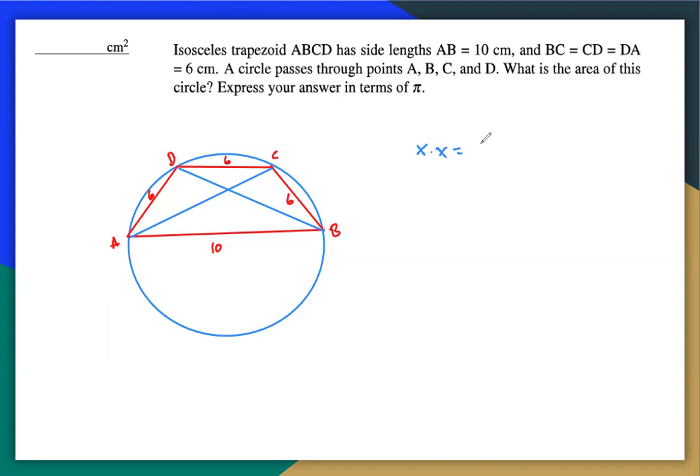So 6 times 6 and then 6 times 10, which is going to be 96 for this. Then x squared will be 16 times 6, so x will be 4 root 6. So we have that, which is basically BD or AC.